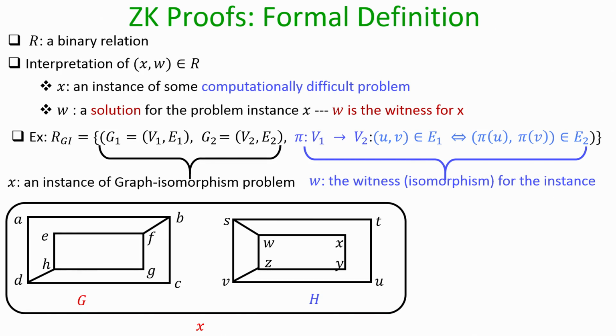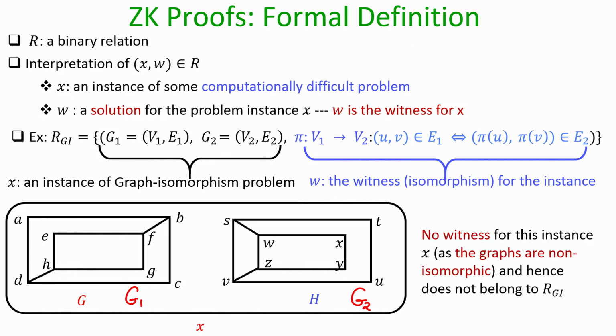On the other hand, if I consider these two graphs to be my G1 and G2, it turns out that they are not isomorphic to each other. As a result, if this is my candidate x, then for this candidate x I do not have any candidate w such that x comma w belongs to the relation R_GI. That means only those x comma w will be present in R where the instance x has a corresponding witness w. If for an instance x there exists no witness w such that x comma w satisfies the relation, then we say that x comma w is not present in the relation R.